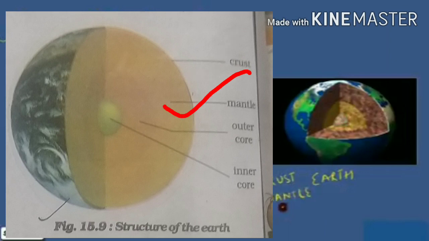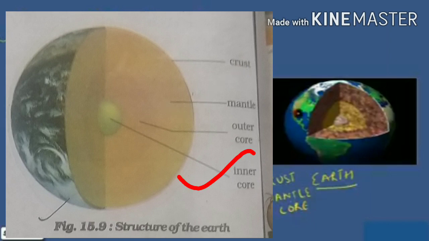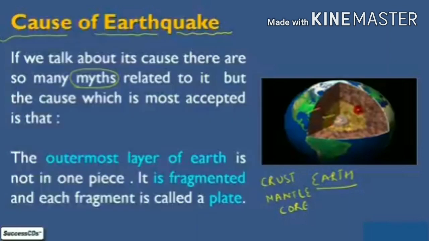Here you can see in the figure. And the innermost part of the earth is called core. Okay. So this is the earth. Inside, the outer layer is known as crust, the middle is mantle, and the inner layer is known as core.